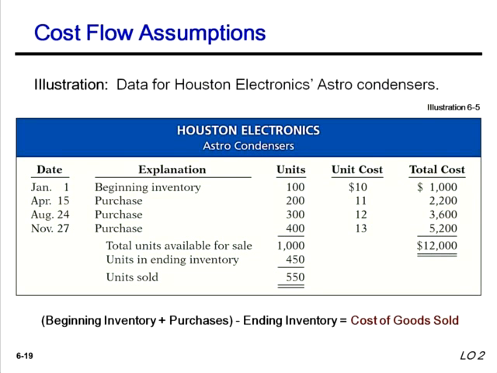All right, so what we have here is an illustration. We have Houston Electronics Astro condensers. We're given beginning inventory. We're given individual purchases. Then what they do is they come up with the total number of units available for sale. They have the unit cost for each layer of inventory, and they calculate the total cost. Then they show that the units in ending inventory are 450 units, so therefore 550 units have been sold.